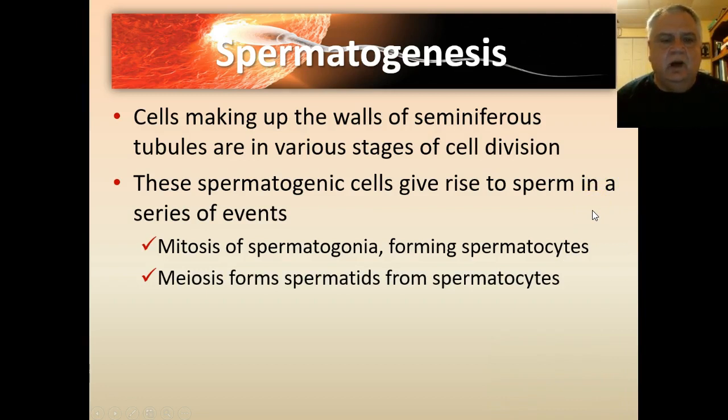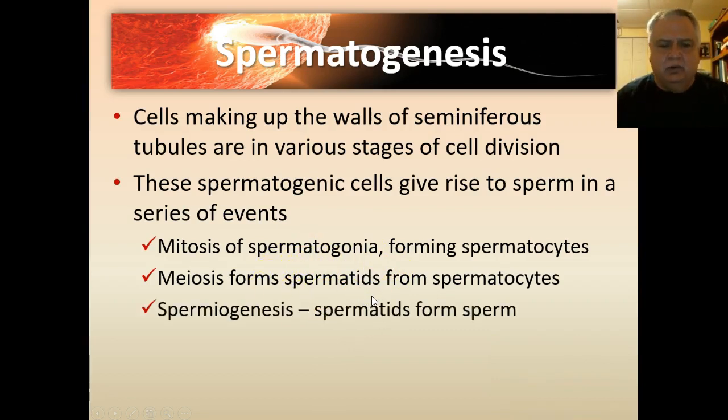In the second set of events, meiosis will occur in the spermatocytes, and this will form spermatids from the spermatocytes. So if you're following with mitosis, the spermatocytes will still have the 2n number of chromosomes, but now the spermatocytes will undergo meiosis. Their chromosome number will be reduced by half, so the spermatids that now form will have only the n number of chromosomes.